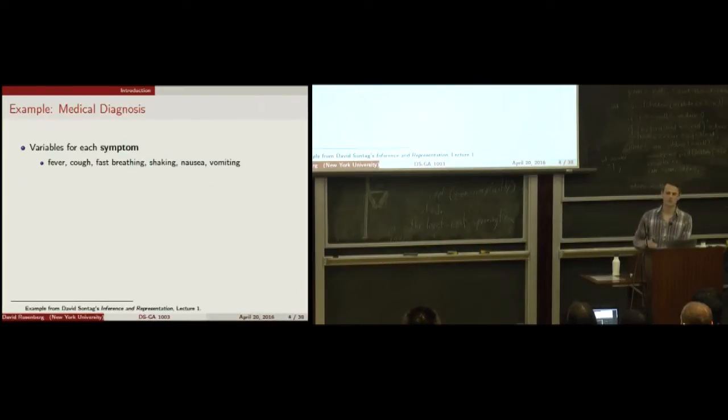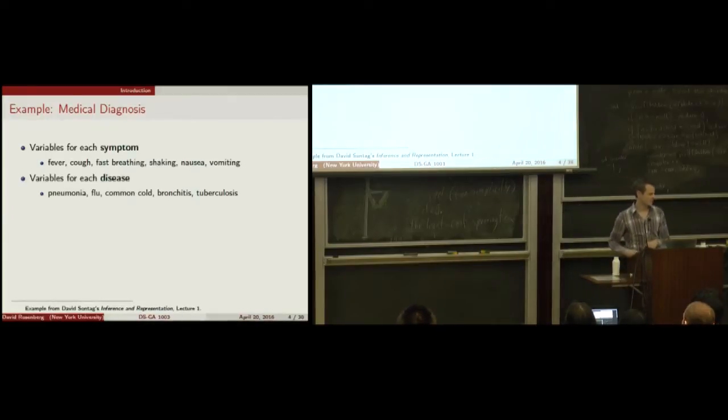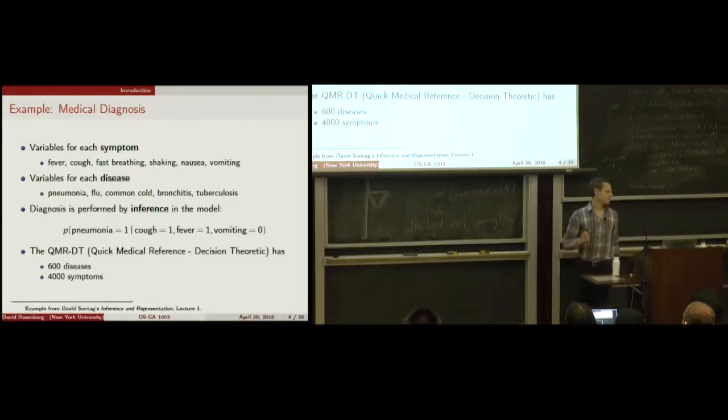All right, quick example: medical diagnosis. We have a random variable for every symptom you could have: coughing, sweating, sneezing, shaking. We can have a random variable for every disease: cold, bronchitis, pneumonia, whatever. Then we could present a question of inference: given the observation of three of these symptoms, cough, fever, but not vomiting, what's the probability, conditional on those observations, that this person has pneumonia?